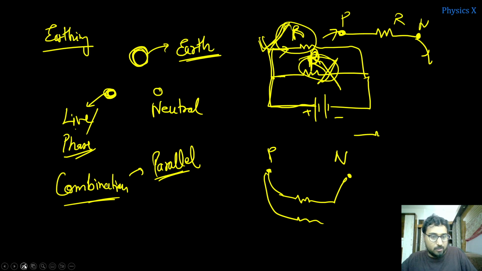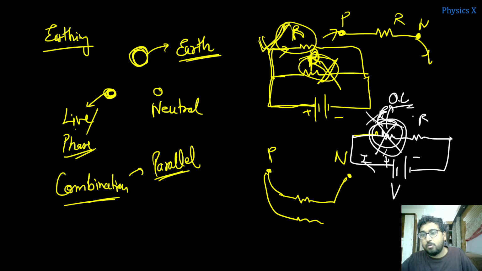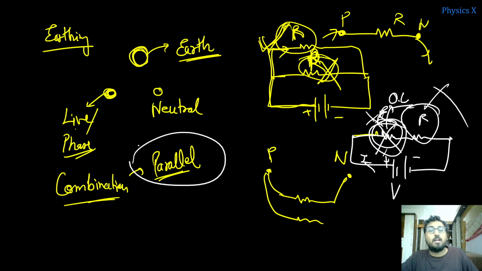Now what happens? Suppose there is a series combination. In series combination, since there is only one path for the current to flow, suppose current starts flowing from here and this becomes faulty. If this becomes an open circuit, then due to this faulty condition of this load, the current won't flow and this will also not work. So that is why we are using parallel combination. In our power system, in domestic power supply, we are using parallel combination, right? And let us continue our discussion of that earth and neutral.